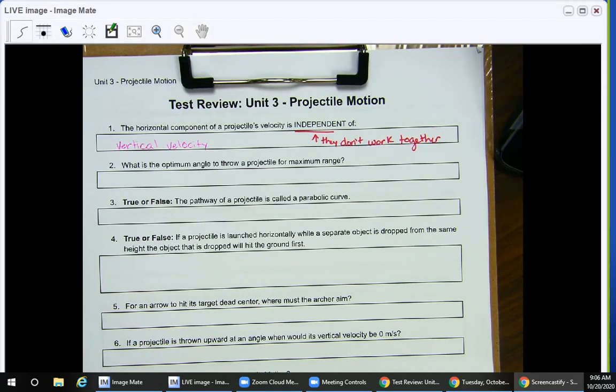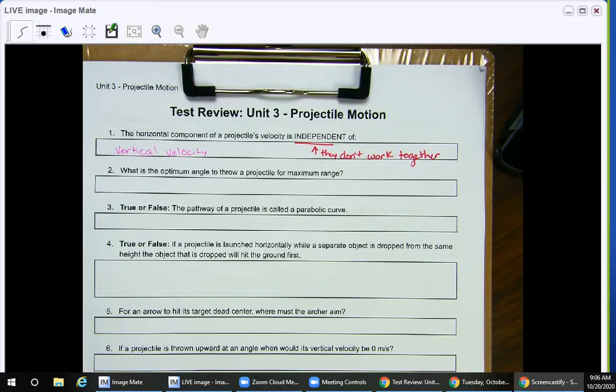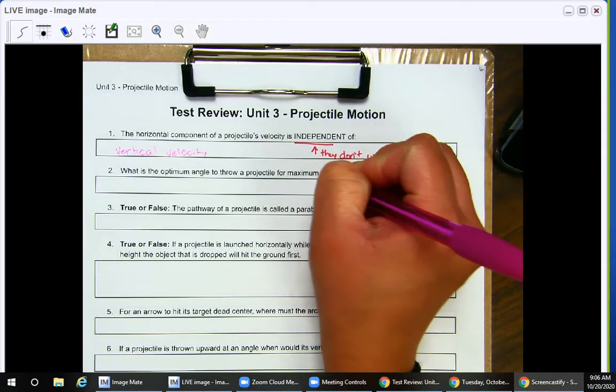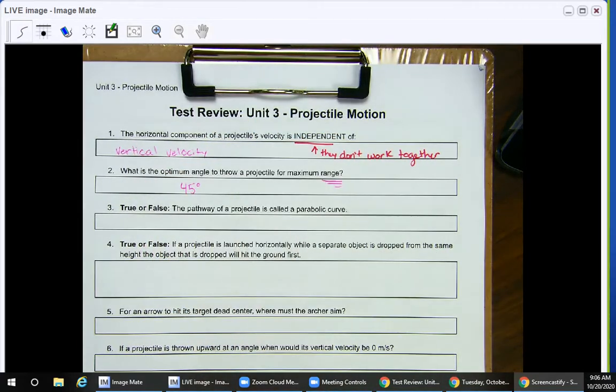What is the optimum angle to throw a projectile for maximum range? If we want it to go farther out, the best angle to do that would be 45 degrees. 45 degrees is going to give us the furthest distance out.